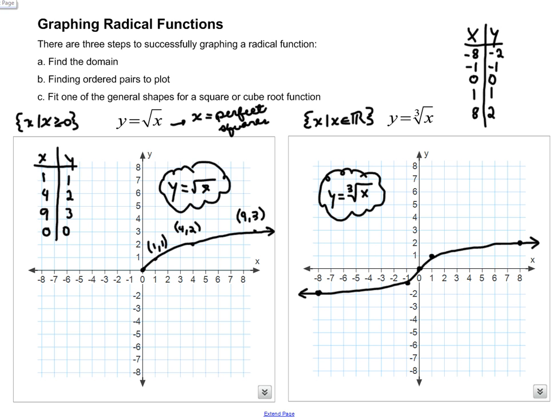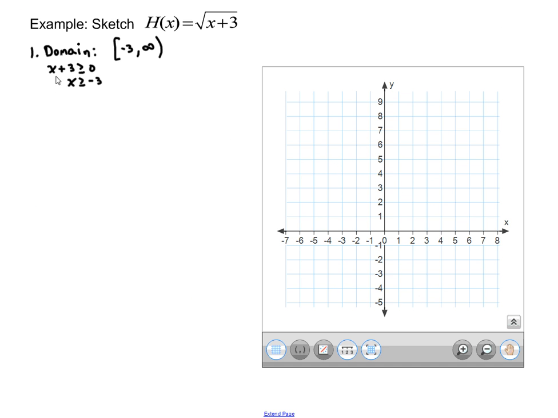So, like in our process in the last one, we want to find ordered pairs to plot next. So, let's pick some points. And we know our very first point will be the very end point of our graph. So let's pick negative 3. What's going to happen there? Well, at negative 3, we can substitute negative 3 into this expression. We're going to get the square root of negative 3 plus 3, but that's the square root of 0. And so our result will be 0.